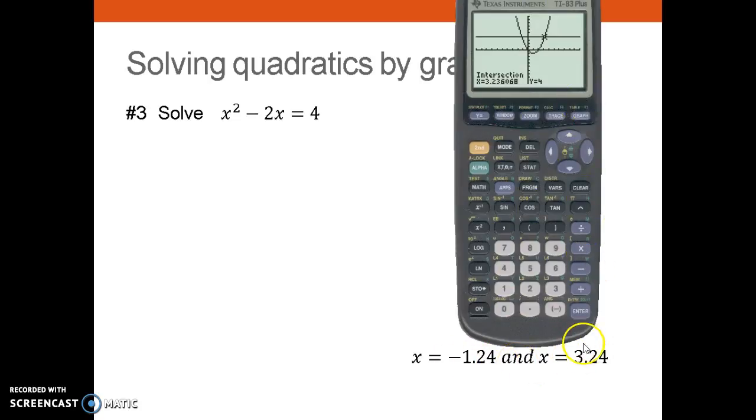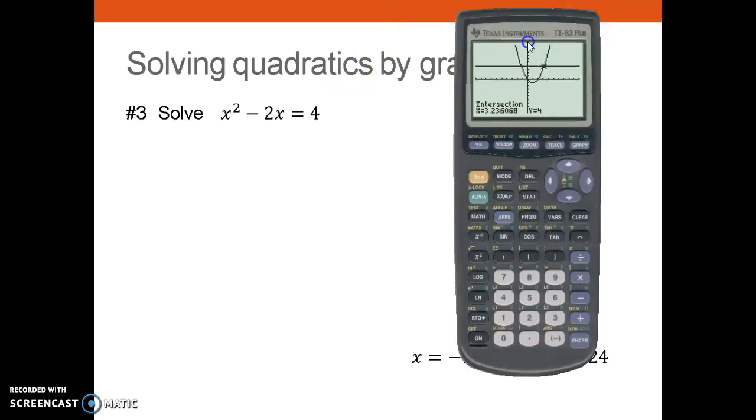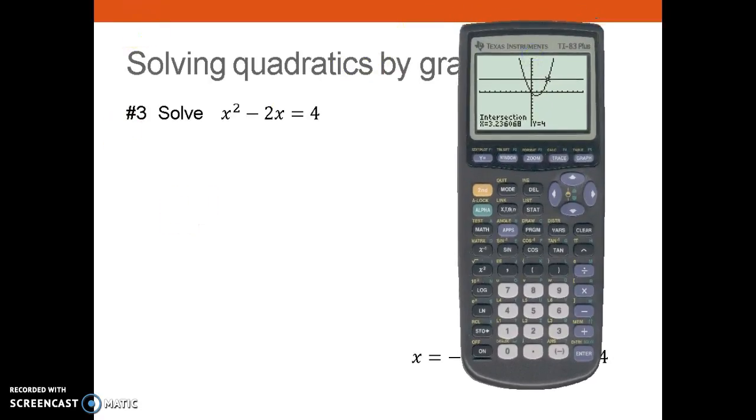I know this one is correct, 3.24 if I round to the nearest hundredth. And so I could have also done this by subtracting 4 from both sides and then finding the zeros. Just gives you another way to solve these with your graphing calculator.